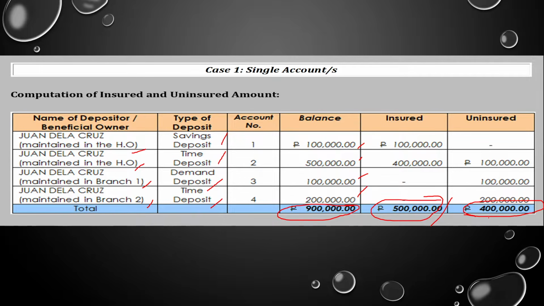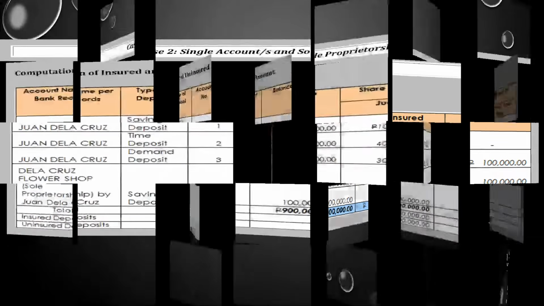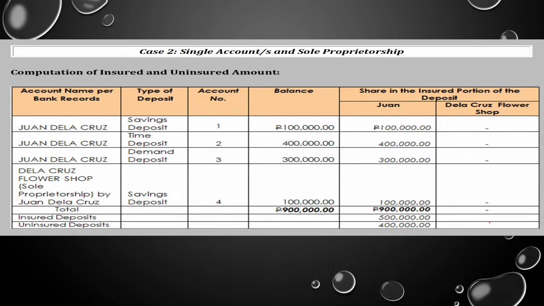get any amount from the uninsured claim. So depending on the availability of the bank's asset. So pwedeng for every peso na uninsured amount, pwede lang siya maka-receive ng 50 cents, let's say 50 cents for every peso. So sa 400,000, every 50 cents is 200,000 pesos. So yung the rest will not be able to recover. Okay? So in case of single accounts and sole proprietorship.